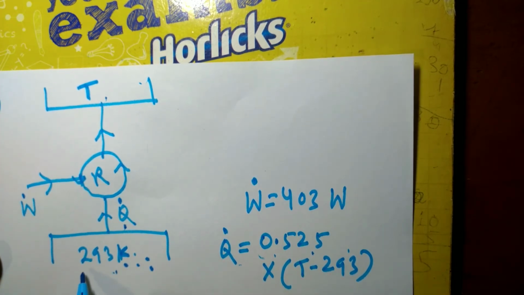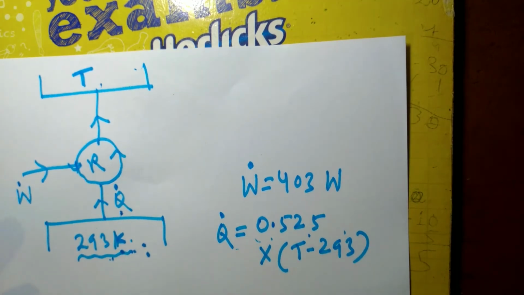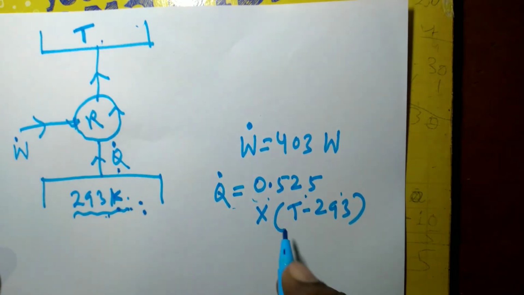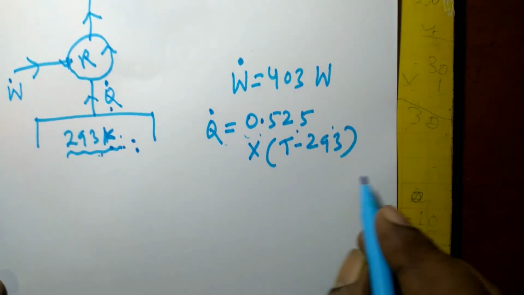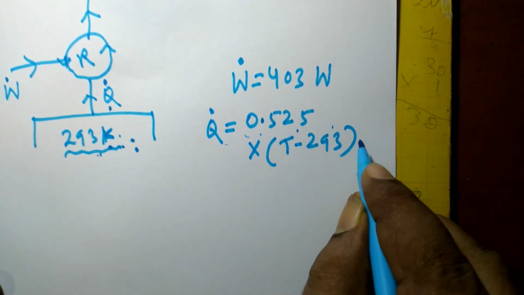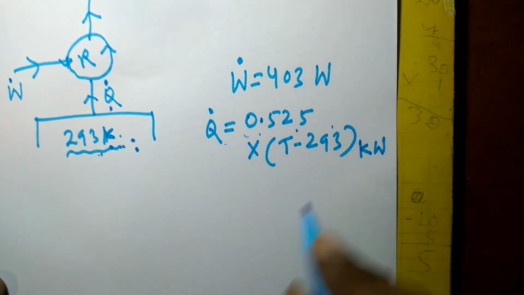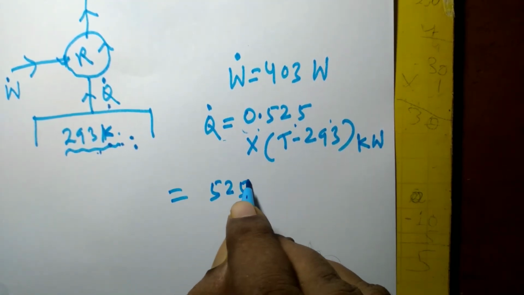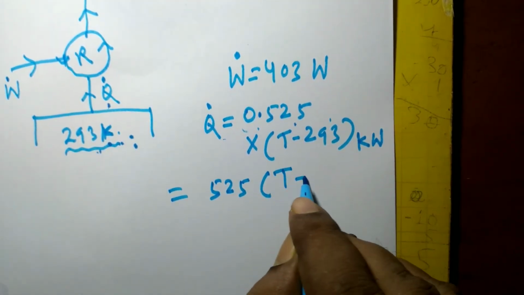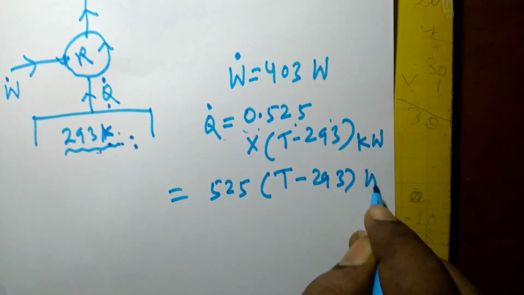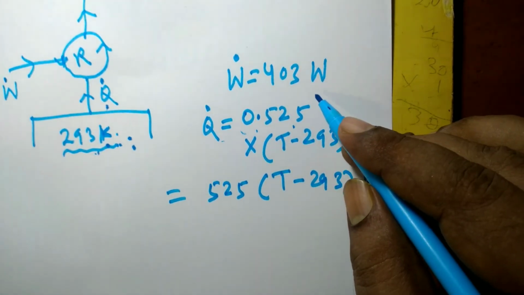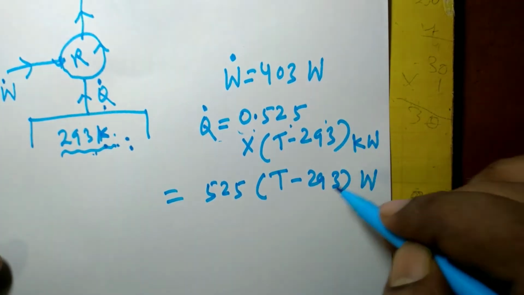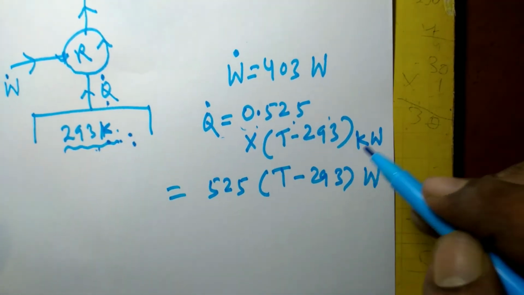Here the difference of temperature is T minus 293, and the difference of temperature is the same in both cases in terms of Kelvin or degree Celsius. So 0.525 multiplied by T minus 293, and it is in terms of kilowatt. So this is equal to 525 multiplied by T minus 293 watt. Since W dot is expressed in terms of watt, I can express Q dot in terms of watt also.